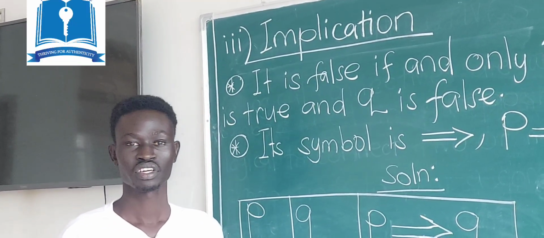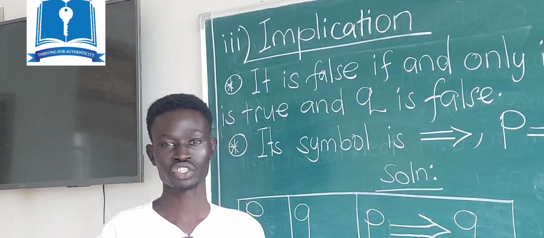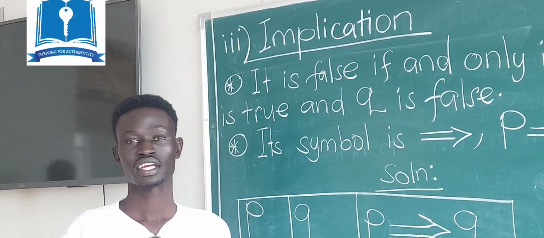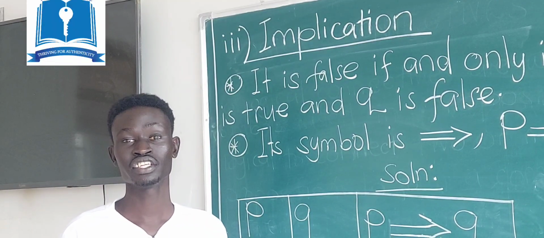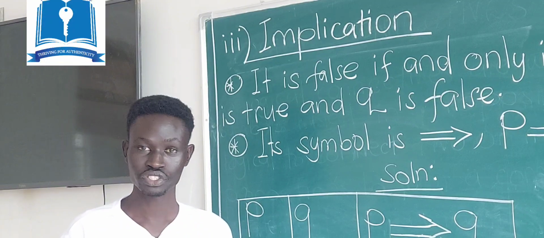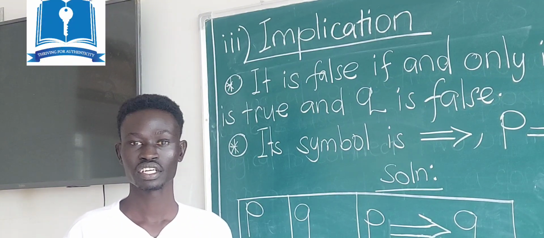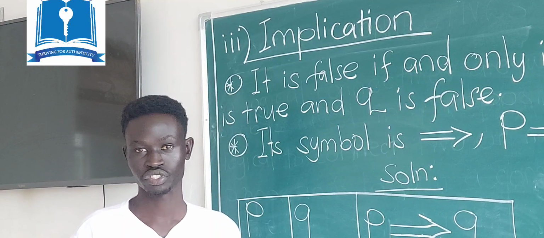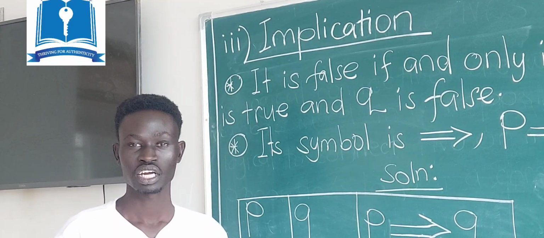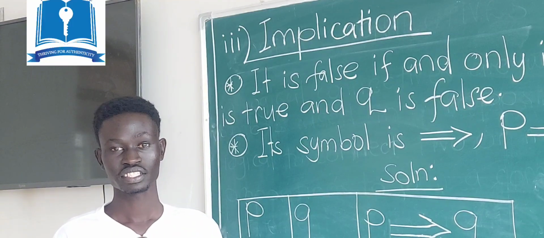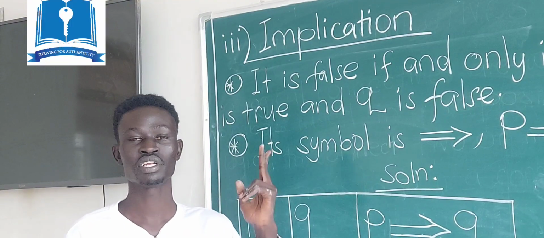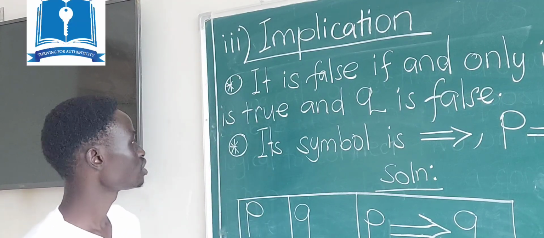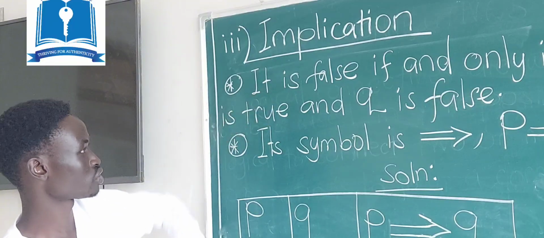So for implication, for us to know or for us to use implication, let us see how we can define this. Okay, for implication, it is defined like this. Okay, it is false if and only if P is true and Q is false. So when your P is true and your Q is false, that statement will justify implication. Okay, it is just a very simple definition, so you just need not to forget it. Okay, so this is the definition.